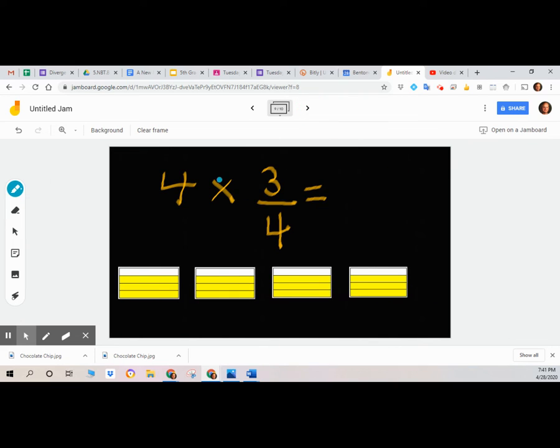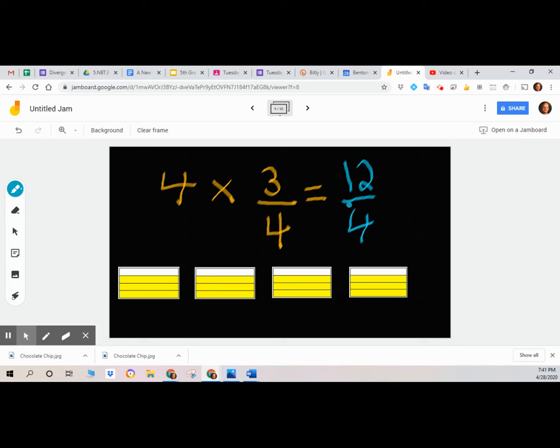All right, so this one, 4 groups of 3/4, or you could flip it around and say 3/4 of 4. So 4 groups, we're going to go with 4 groups of 3/4. That'd be 3/4, 6/4, 9/4, 12/4. We're just counting by threes. 3, 6, 9, 12. And that's going to be 12/4.